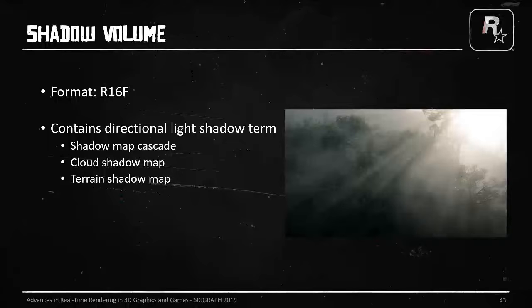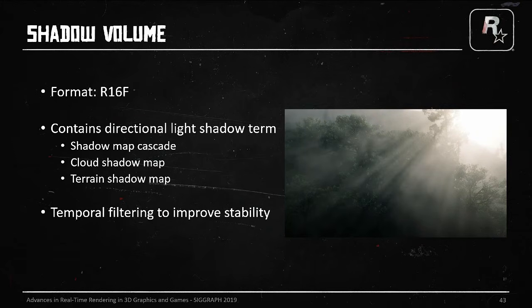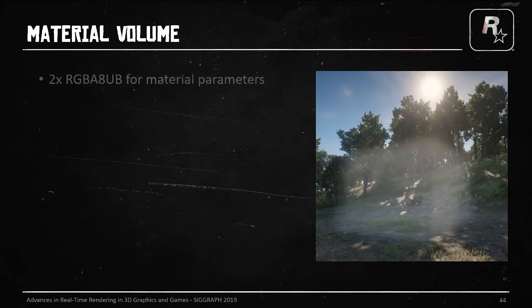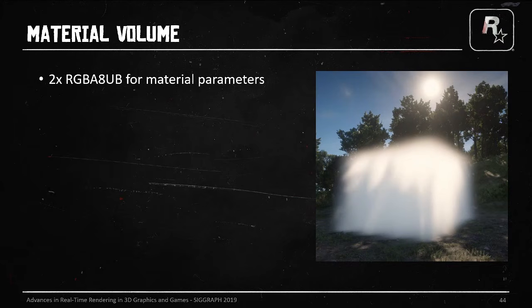The shadow volume stores the directional light shadow term from the shadow map cascade and the cloud shadow map and terrain shadow map we looked at earlier. And we apply temporal filtering on this volume to improve stability in cases where we undersample the cascade. The material volume is storing 8 parameters in total in 2 subvolumes.